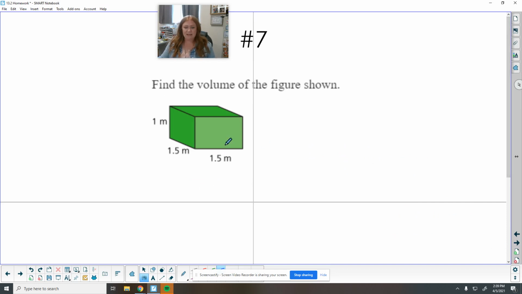Hey, number 7, some smaller numbers, that's good. Find the volume of this figure. So the length is 1.5. The width is 1.5. And the height is 1. Oh, I love when we get to times by 1. That's my favorite number. So we just need to do 1.5 times 1.5. Remember, it's going to have 2 decimal places. And that will be our final answer because when we times it by 1, it will be the same thing there.